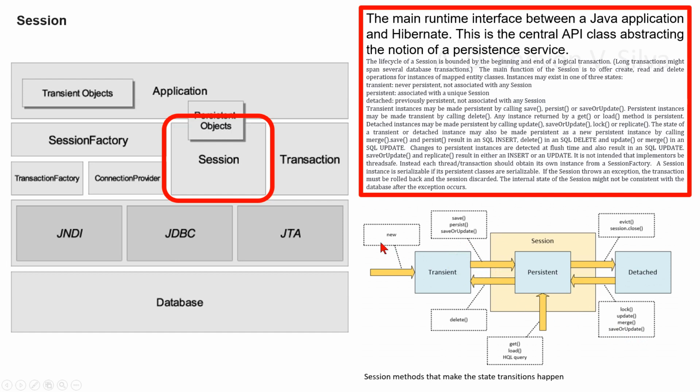Here you can see a new object is passed to transient, and transient interacts with persistent. Save, persist, and save or update go from transient to persistent. Delete is from persistent to transient. A persistent object is inside the session. Persistent interacts with detach, evict, and session.close, which pass from persistent to detached. Lock, update, merge, and save or update pass from detached to persistent. Get, load, and SQL query are to persistent.